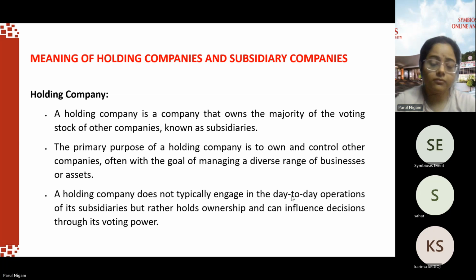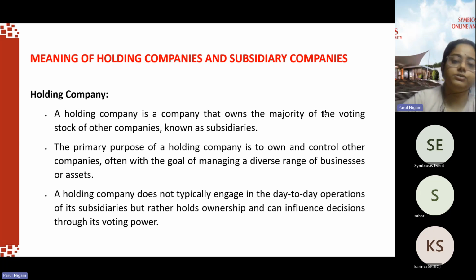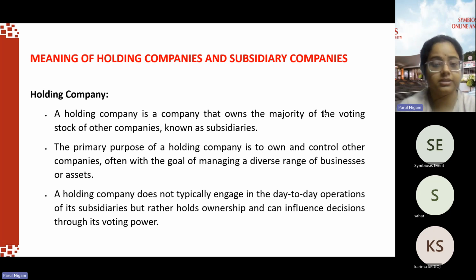Then the subsidiary company operates as an independent entity but is controlled by the holding company. It can have its own board of directors, but decisions are influenced by the holding company. So a subsidiary company is more or less controlled by your holding company. It may hold shares in other companies, but it cannot hold shares in its holding company. So there are various things.